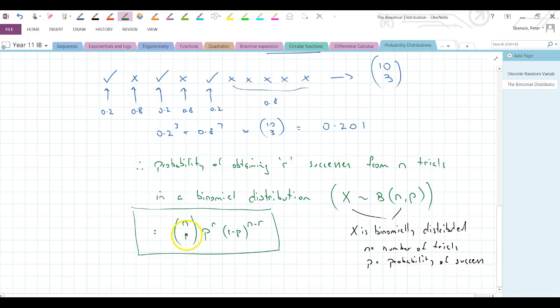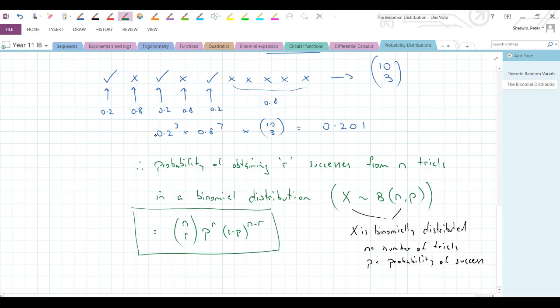So this here is our formula to calculate the probability of R successes from N trials. So N C R, the probability of success to the power of R, which is what we've just done here. The probability of success was 0.2. R being the number of successes. In this case, we're looking at 3 successes, times 1 minus P, so 0.8 to the power of 7, being N minus R, times 10 C3. I'll just put that the other way around.